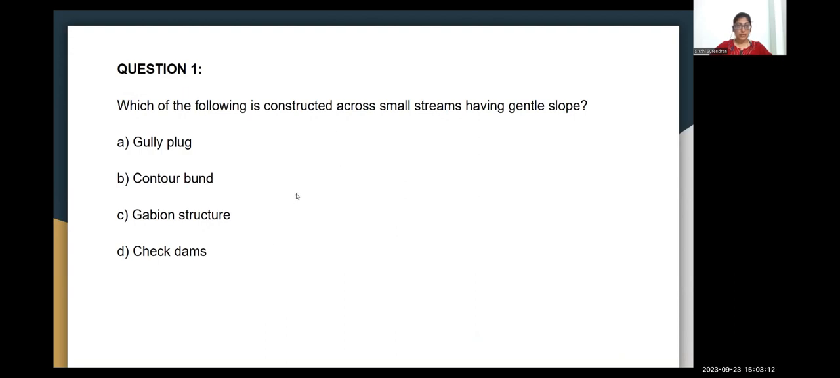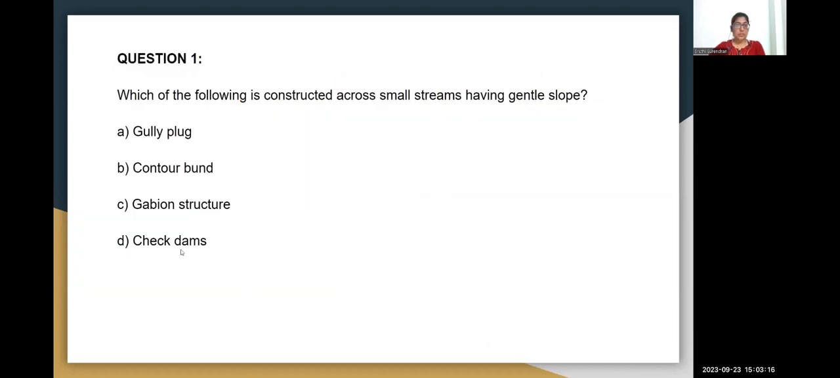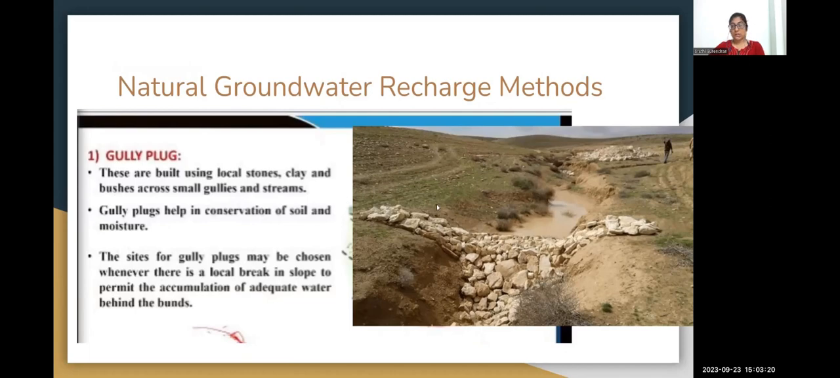Okay, we'll move on to the solution. Now, all these options are natural methods in which groundwater can be recharged. So let's go through each one of them so that we can see what the question is about. A gully plug is nothing but a structure like this.